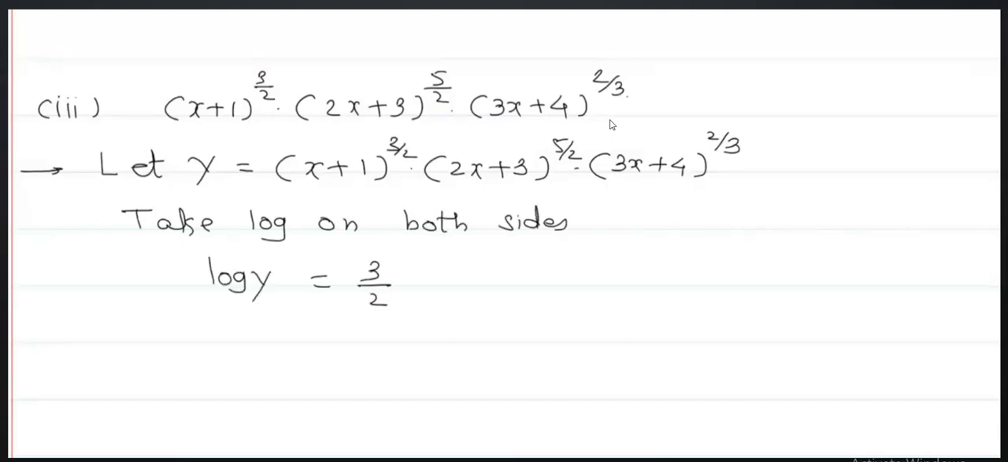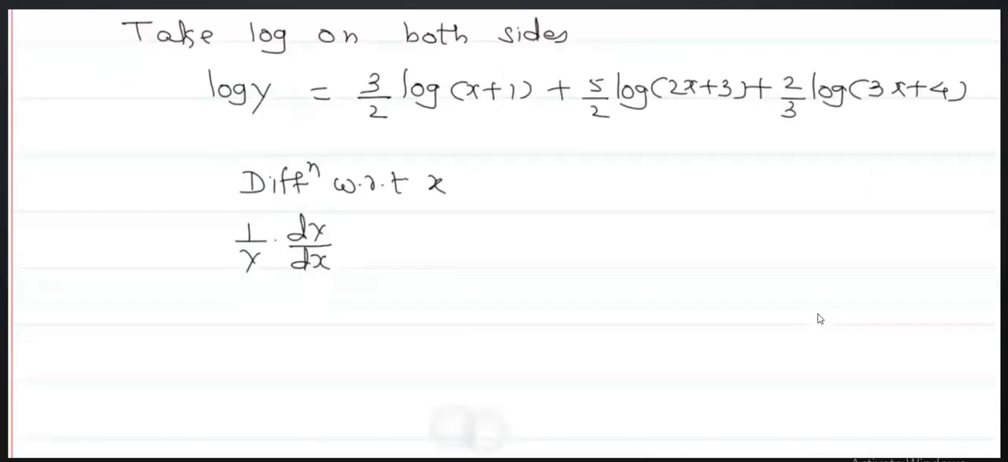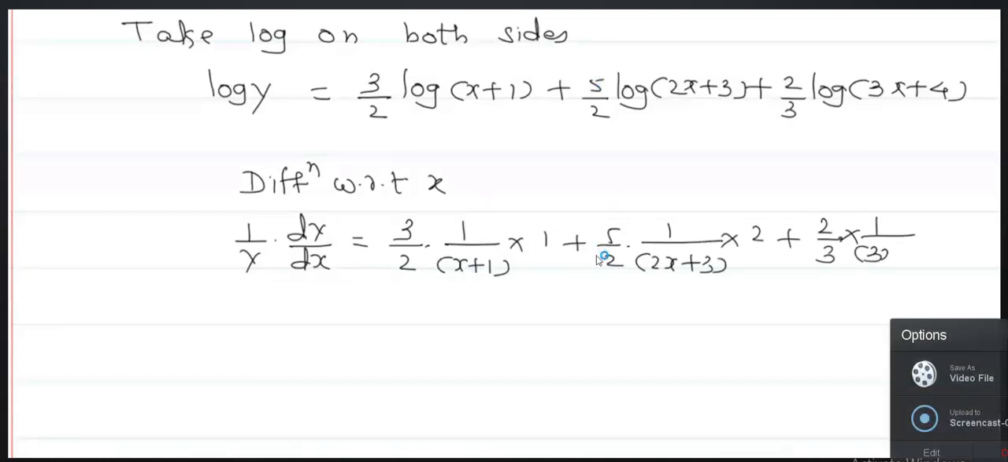If you take log on both sides, then you will get log of y equals 3 upon 2 log of (x plus 1) plus 5 by 2 log of (2x plus 3) plus 2 upon 3 log of (3x plus 4). Derivative of log of y is 1 upon y into dy by dx. 3 by 2, derivative of log of (1 plus x) is 1 upon (x plus 1) into derivative of x plus 1, which is 1. Next is 5 by 2.